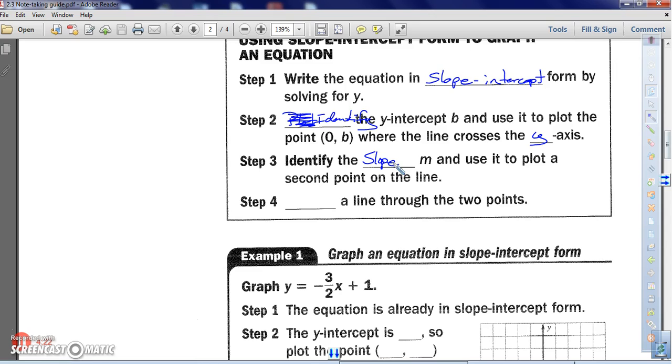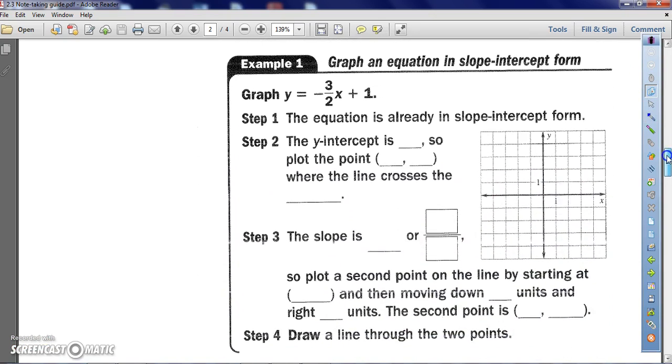Then we draw a line through those 2 points. So those 4 steps are what we do when we have a graph that's in slope-intercept, or an equation that's in slope-intercept form. So let's take a look at example number 1 here.